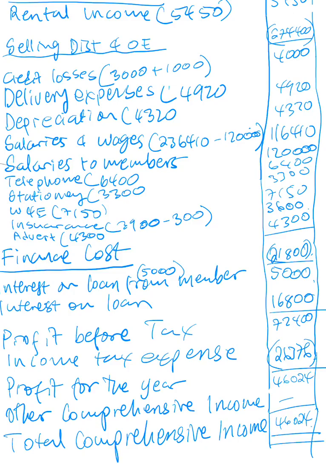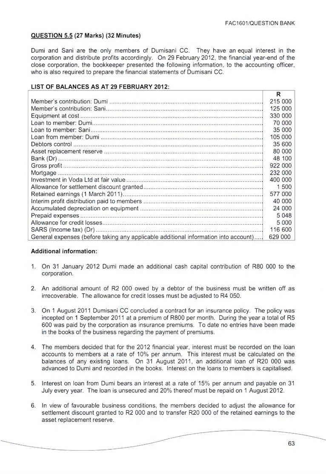Dumisani CC. Right, question 5.5. Dumi and Sani are the only members of Dumisani CC. They have an equal interest in the corporation and distribute profits accordingly. So on 29 February 2012, the financial year end of the closed corporation, the bookkeeper presented the following information to the accounting officer, who is also required to prepare the financial statements of Dumisani CC.